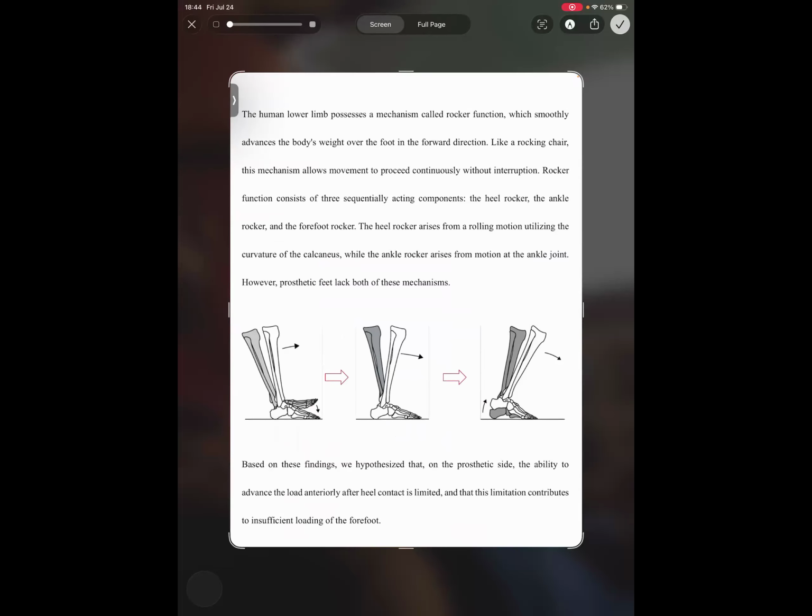We have no diagrams on this page. Our preliminary investigation revealed that able-bodied individuals could shift their load from the heel to the toe over the course of a single gait cycle. In contrast, individuals with trans-tibial amputation shifted their load only to approximately 60% of the heel to toe distance.